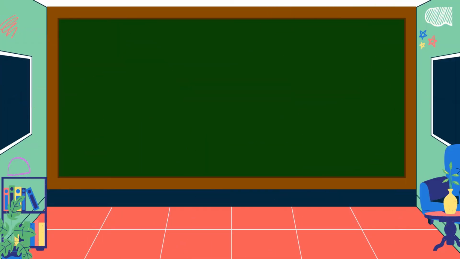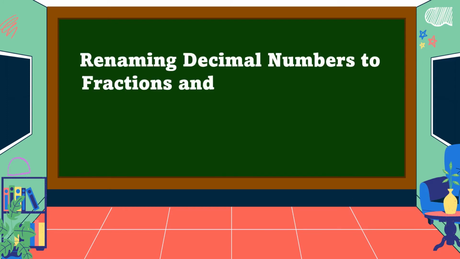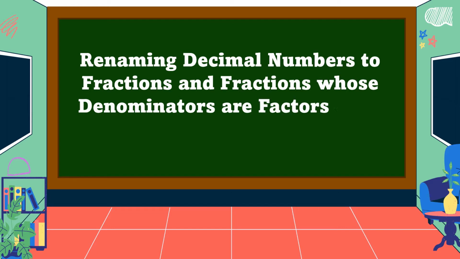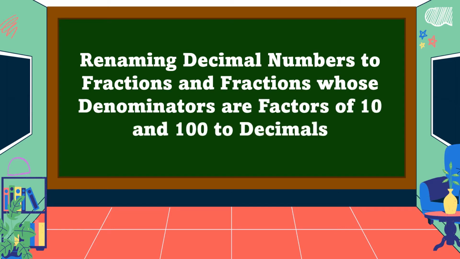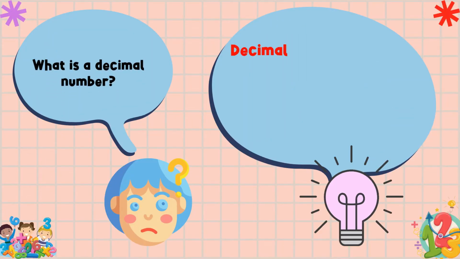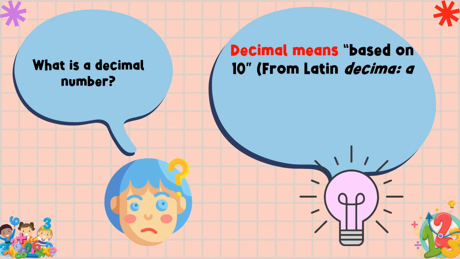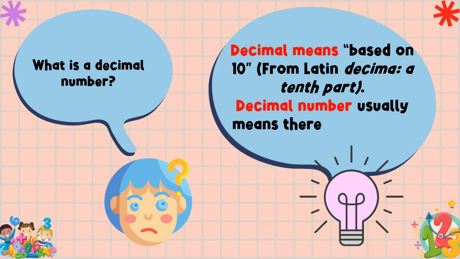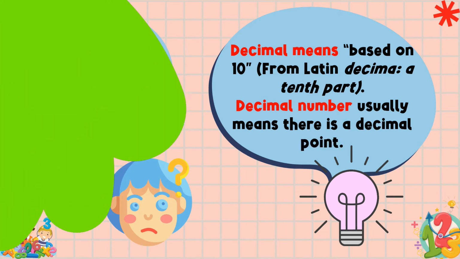Our lesson for today is all about renaming decimal numbers to fractions and fractions whose denominators are factors of 10 and 100 to decimals. What is a decimal number? Decimal means based on 10, from Latin decima, a tenth part. A decimal number usually means there is a decimal point.